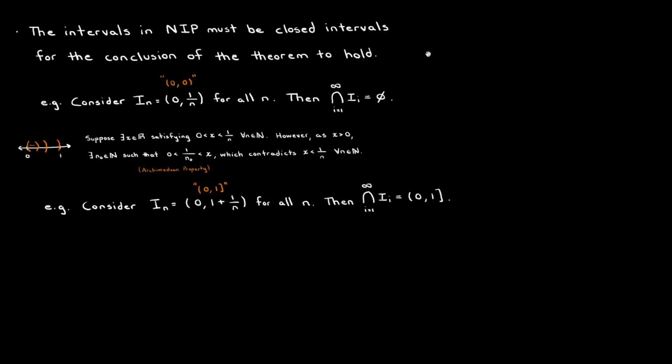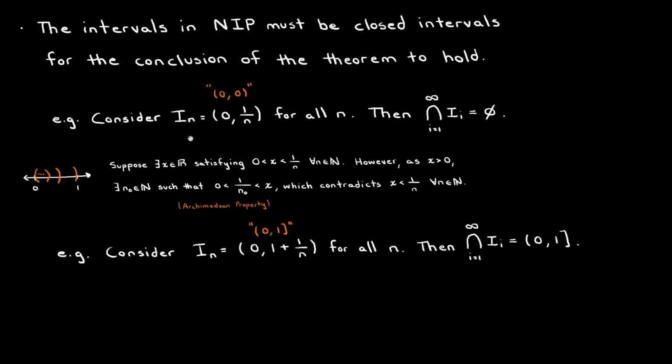And the second point I would like to mention is that the intervals in the nested interval property must be closed for the conclusion of the theorem to hold. If they're open, then the intersection may or may not be empty. As an example, let's consider the following sequence of open intervals, In equals the open interval from 0 to 1 over n, for all natural numbers n.